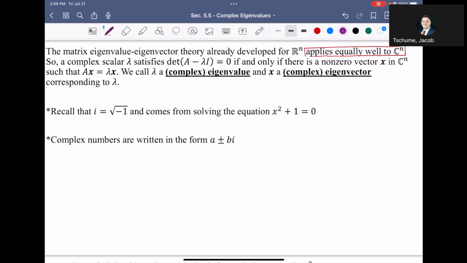What I mean by that is you're still going to find your scalar lambda by taking the determinant of A minus lambda I and setting that equal to 0. The difference will be it'll be a complex number. And then there will also be a non-zero vector x in the nth dimension of the complex space that satisfies that popular equation that kicked off this whole chapter of A times x equals lambda times x, where A is a matrix and lambda is a scalar.